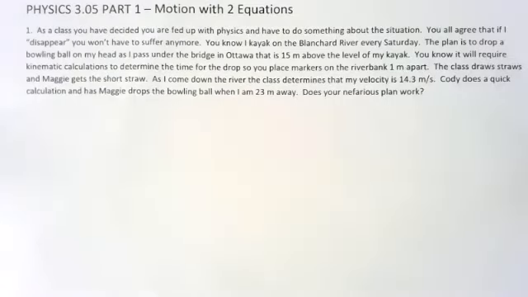So anytime we have two different types of motion, we have to have two equations. One of the classic examples is a cop chasing a speeder, and you have an equation of motion for the cop, and you have an equation of motion for the speeder, and you have to use those two equations to solve a problem. In our case, we're looking at something a little bit different.